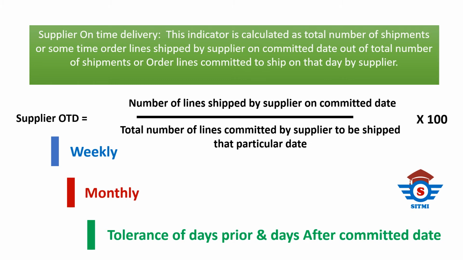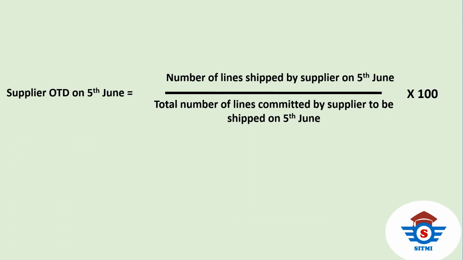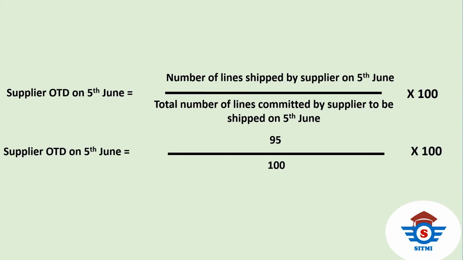Let's take an example where no tolerance or weekly bucket is considered. Let's say we are measuring on-time delivery of the supplier on a particular day, the 5th of June. Then on-time delivery of suppliers is the number of lines shipped by the supplier on the 5th of June divided by the total number of lines committed by the supplier to be shipped on the 5th of June, times 100. Let's take some dummy numbers here. Let's say the supplier shipped 95 lines on the 5th of June. However, the supplier had committed 100 lines to be shipped on the 5th of June. And that's why the on-time delivery of the supplier comes to 95%.